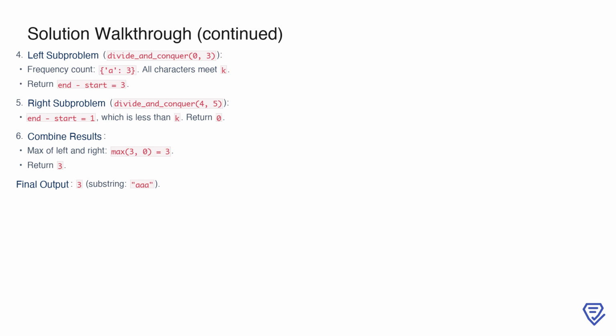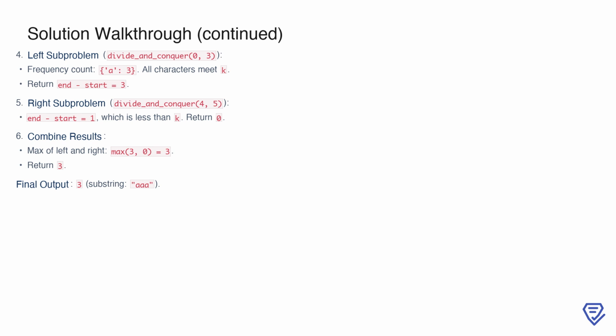For the left subproblem, divide_n_conquer 0, 3, we calculate the frequency of the characters in the substring, which is a: 3. Since all characters meet the condition of appearing at least k times, we return the length of the substring, which is end minus start equals 3. Now, moving to the right subproblem, divide_n_conquer 4, 5, the length of this substring is end minus start equals 1, which is less than k. Therefore, we immediately return 0 for this case.